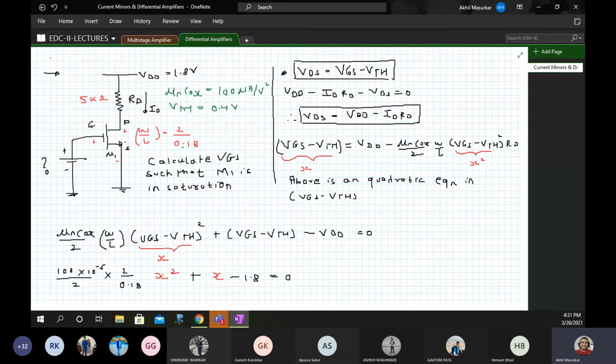So why are we doing this? Because current mirroring is all about ensuring that the MOSFETs are always in saturation region. So we should know, yes, I want two roots to the equation.